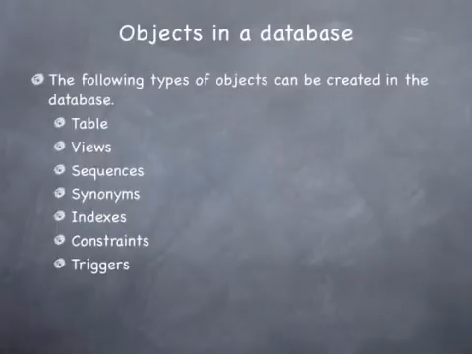Here we have a list of the other types of objects that can be created in a database in addition to a table. You can have views, sequences, synonyms, indexes, constraints, and triggers. Now, these objects that are listed are optional and may be created for specific purposes. For example, a view may be created to restrict the data in a table. An index may be created to access data in a table faster. A constraint can be created for greater accuracy and data integrity.